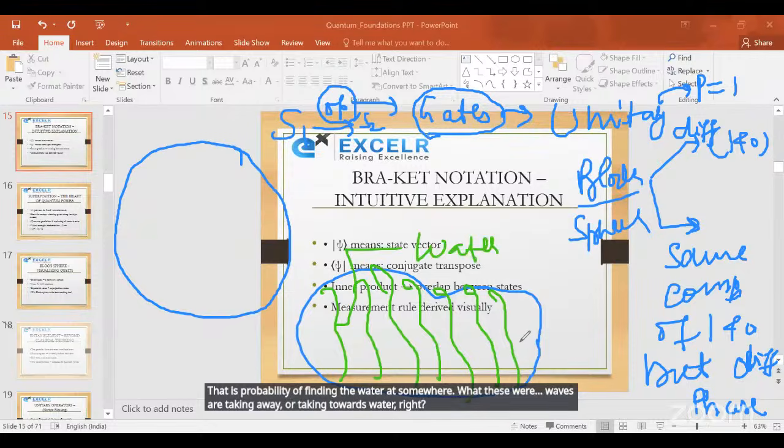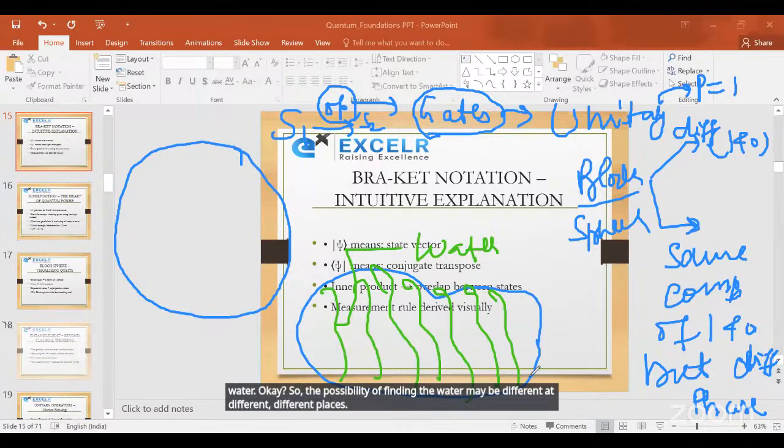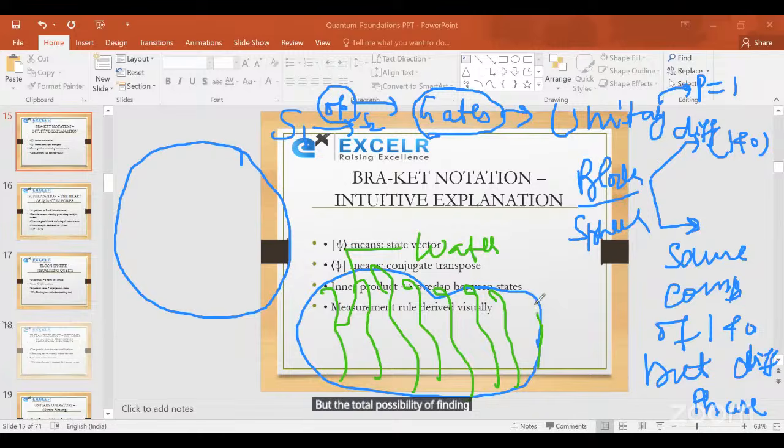Water, okay? So the possibility of finding the water may be different at different places, but the total possibility of finding the water will not go beyond the pond. So the total water will remain conserved, right? So just take the analogy of this thing.